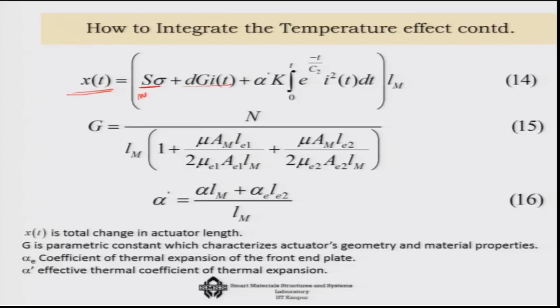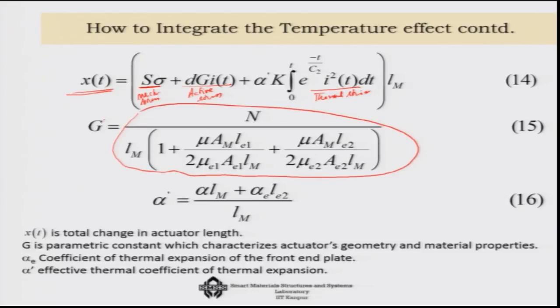So, this is the mechanical part due to mechanical displacement, mechanical stress, and then this is due to active stress, and this is due to thermal strain, okay, that is going to affect the system. So, what is the G here? That is a little bit complicated, as you can see, G is actually N over this particular thing, which takes into account all the important factors like the coefficient of thermal expansion, the length of the magnetostrictive material, the length of the end effector, all these things together, and we get this particular expression in the system.